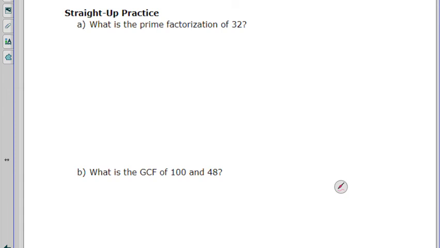Alrighty, we have some straight up practice here. And so what is the prime factorization of 32? So we're going to take our 32, we're going to factor that baby into its prime numbers. The next one, we're going to find the greatest common factor of 100 and also the number 48. You can use factor trees. That's going to be super powerful, but you got to know your stuff. Or you could list out the factors of both numbers and find the greatest one. Hope you list them all. Didn't forget any. But anyway, go ahead and solve those, and we will talk about them in class.